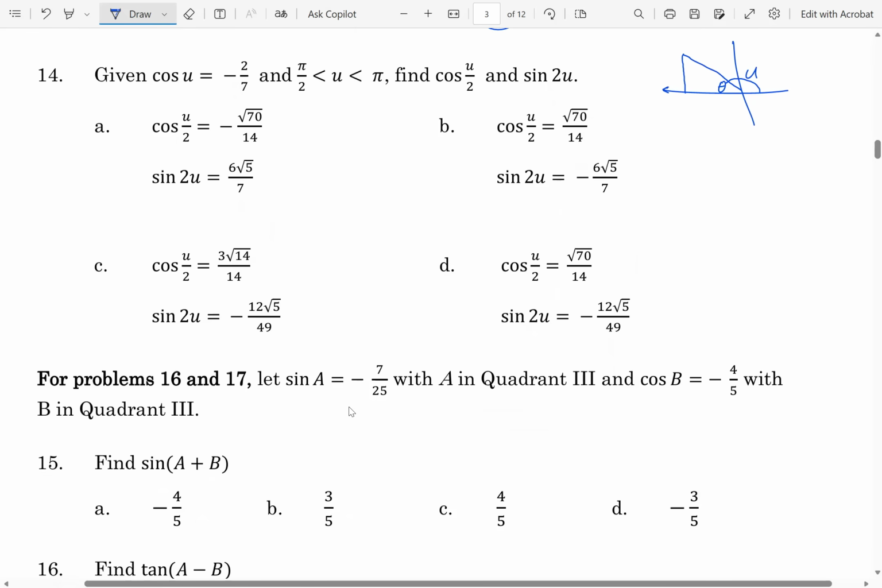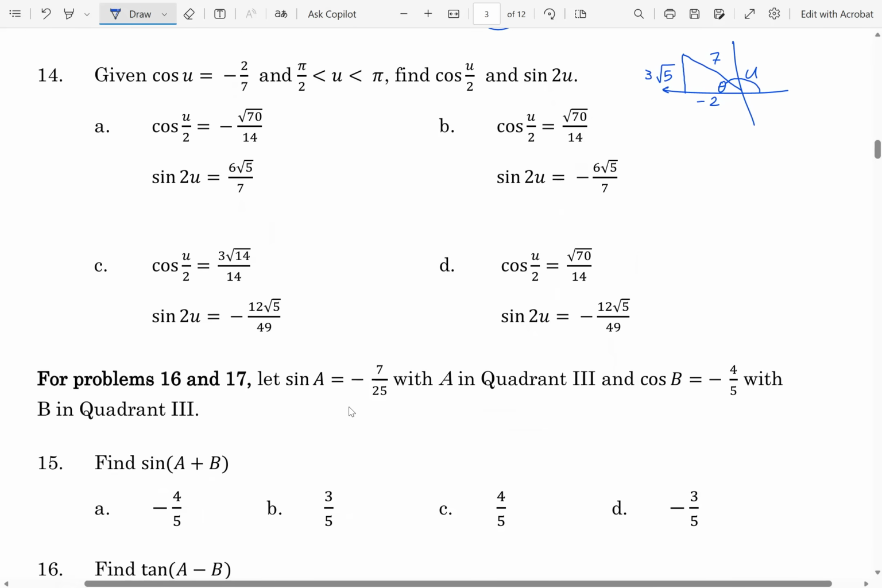So cosine theta, just write negative 2 over 7. You can find this length by the Pythagorean theorem, square root of 7 squared minus negative 2 squared. You will get 49 minus 4 is 45. And the square root of 45 is actually 3 radical 5. So this is 3 radical 5.